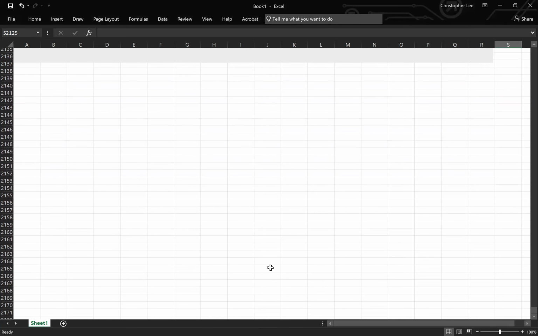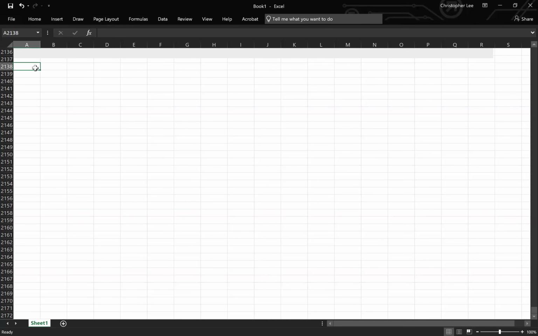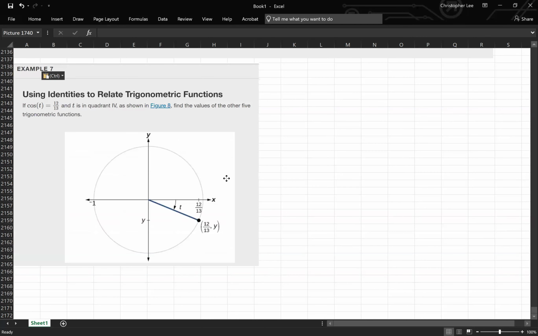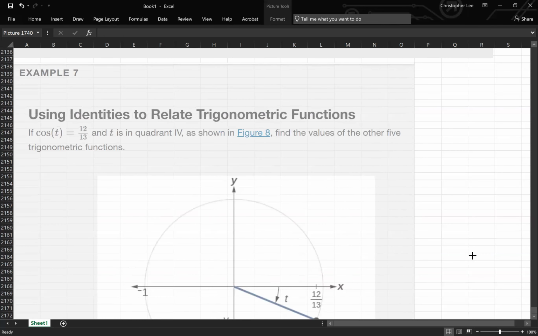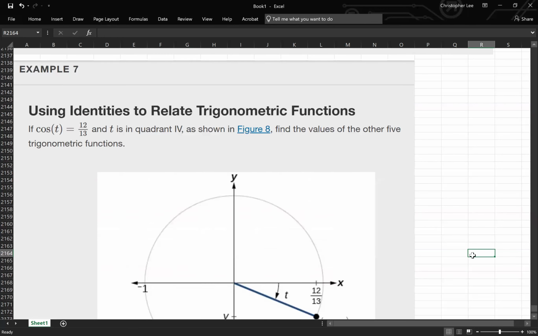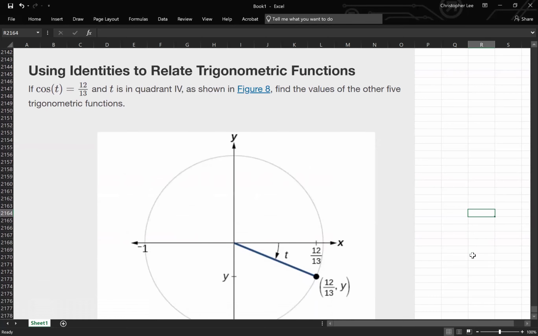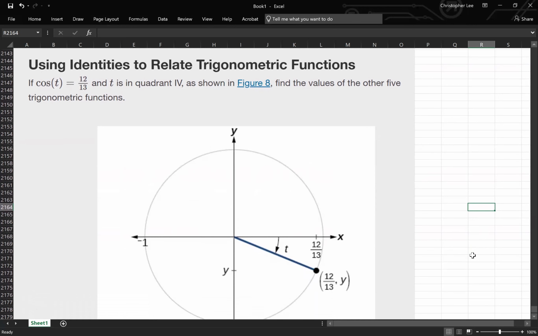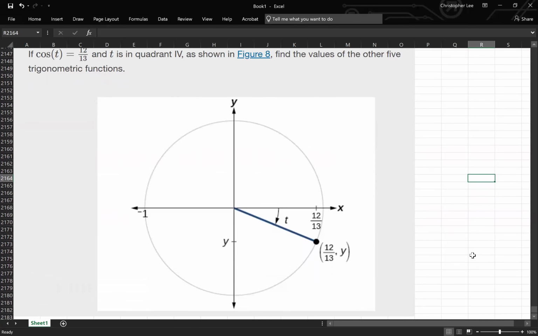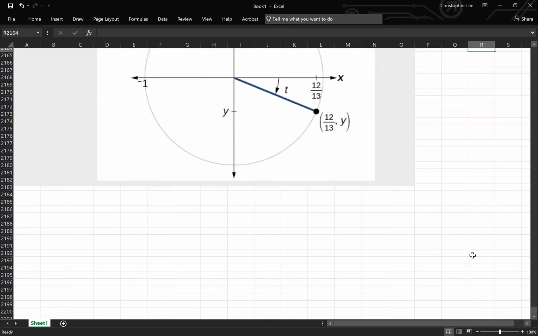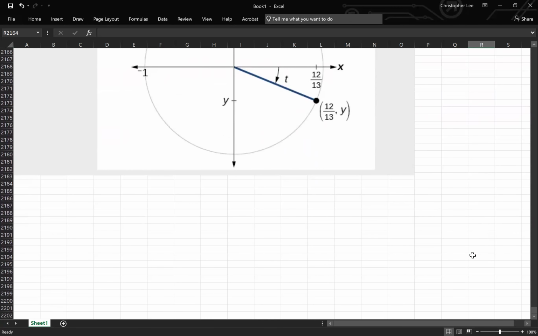Let's take a look at an example. I'm going to unpack this the same way, nice and simple, right? So if cosine of t is equal to 12 over 13, got it, right? And t is in the fourth quadrant as shown in the picture below, find the value of the 5 trigonometric functions, right? Not bad.